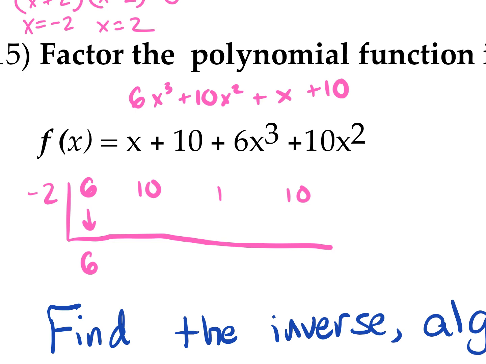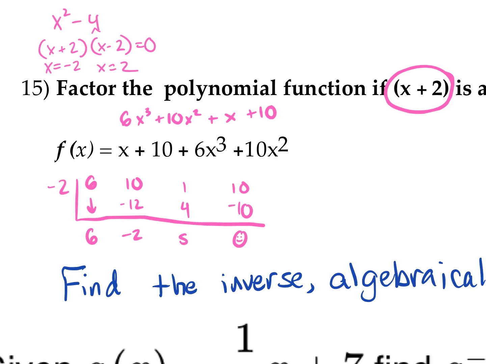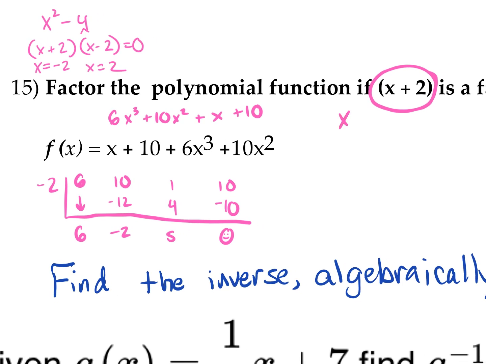Drop down the 6, multiply, add, multiply, add, multiply, add. We get 0. So 2 is a solution. 2 is a root. -2. So x is equal to -2. Works. So now we have to factor to find the rest of them.